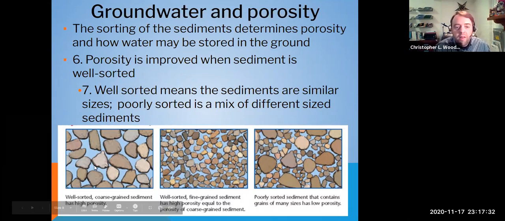The well sorted coarse grained sediment has a high porosity. Well-sorted fine-grained sediment also has a high porosity equal to that of the coarse-grained. And then it's the poorly sorted material, where we have lots of different sizes of material, that has a very low porosity because the small pieces can fill in between the big pieces, and so it doesn't hold as much water. So well-sorted equals high porosity. Poorly sorted, lots of different sizes, is low porosity.